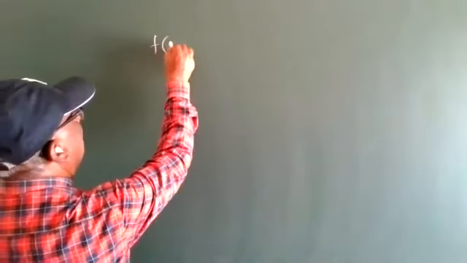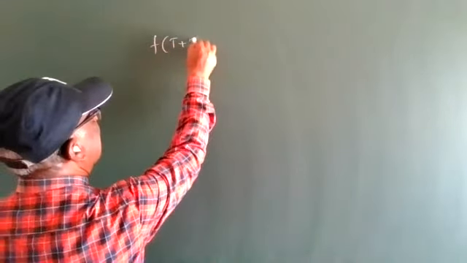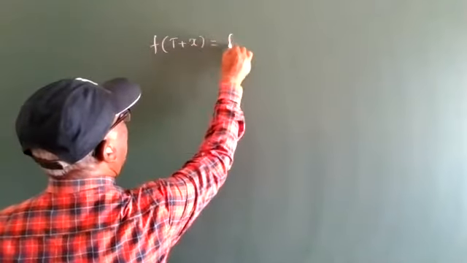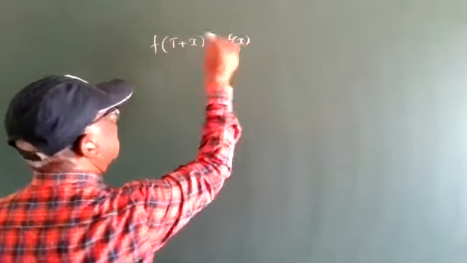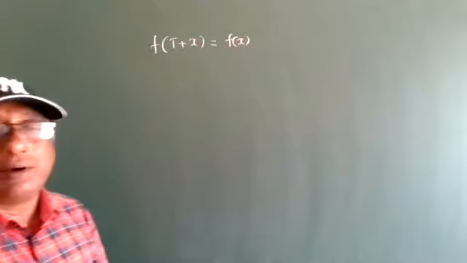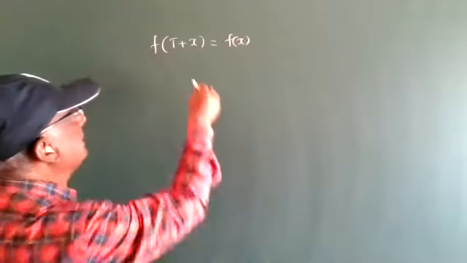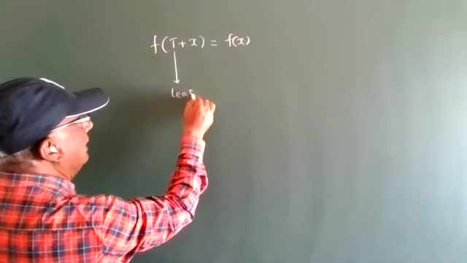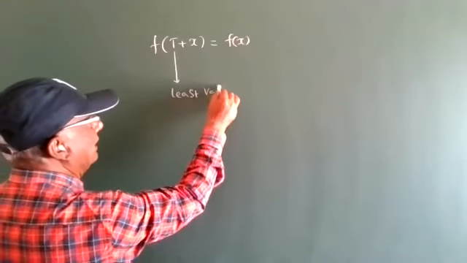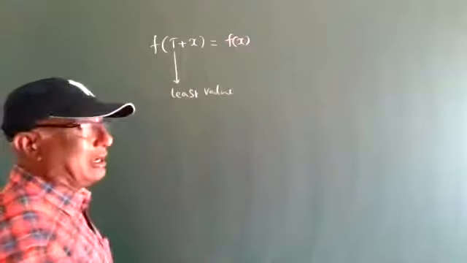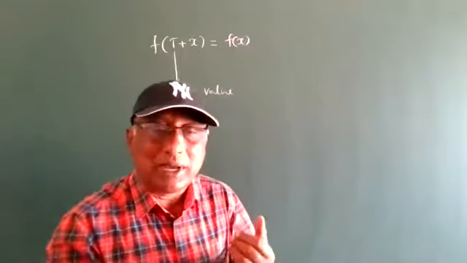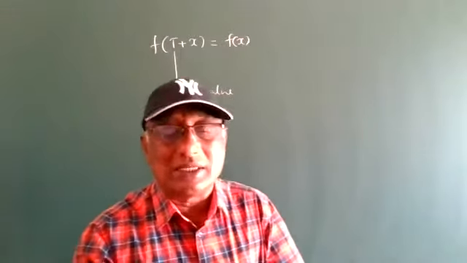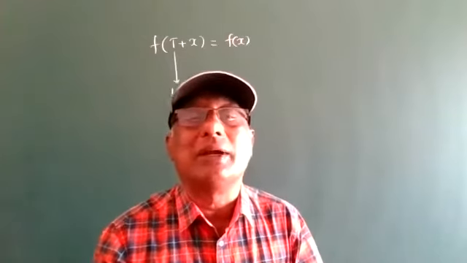Therefore, the formula is f of t plus x equals f of x, the same function with the same sign. Here t should be the least value we take. That means pi is satisfied, 2 pi is satisfied, 3 pi is satisfied.